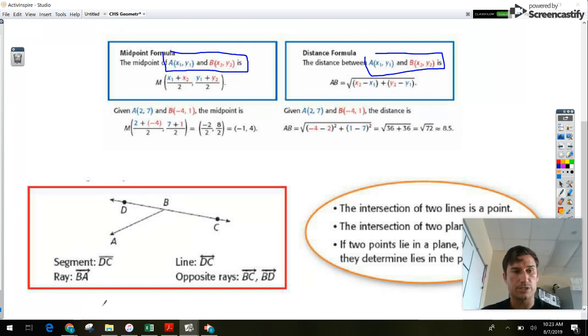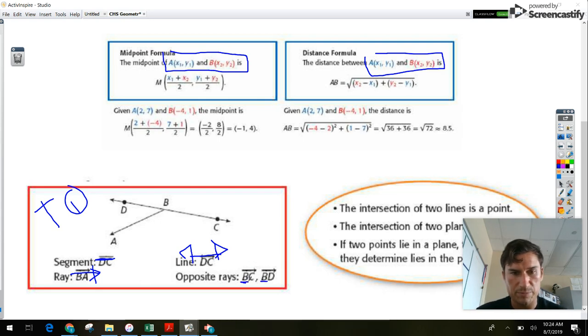Here are your notations, TQ as well. Remember, the segment is just the bar. A ray is the bar with the arrow. A line is the bar with both arrows. Make sure with opposite rays, you break them down and notice that they share a vertex.